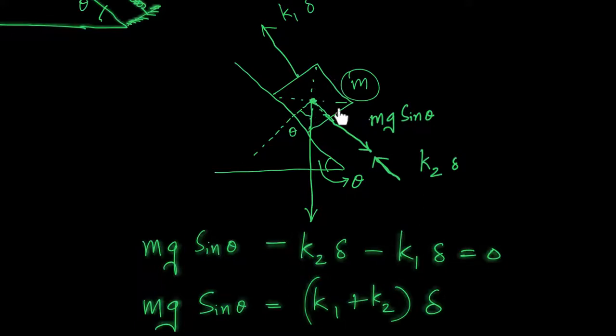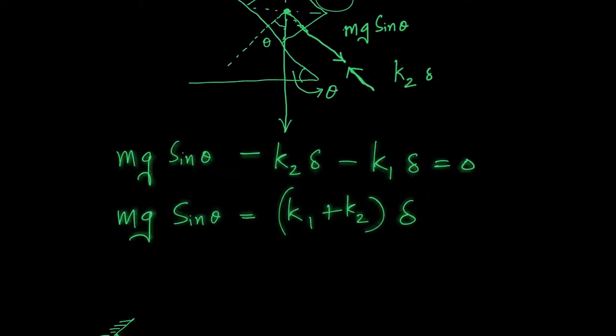And this is the static deflection condition. So m x double dot is equal to 0, or there is no acceleration. So if I add all the forces, then I should get 0. I have done it here. I have added the forces in their algebraic sense. Then I am arriving at this expression, mg sine theta equal to (k1 plus k2) into delta. So now I have an expression for static deflection in terms of all the known parameters.